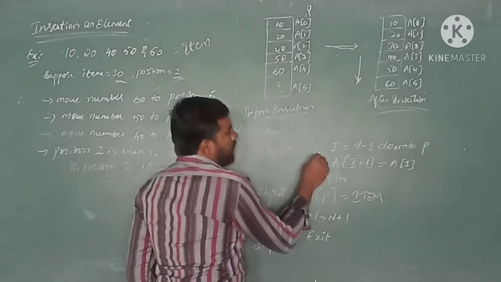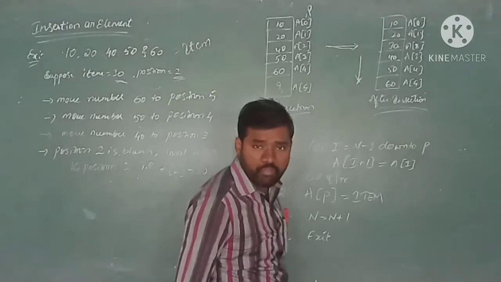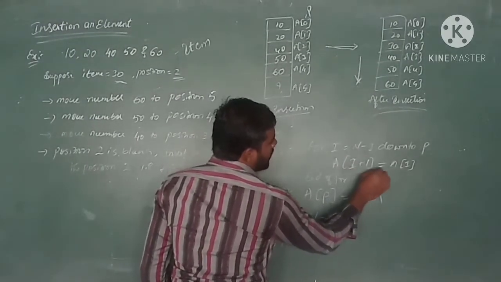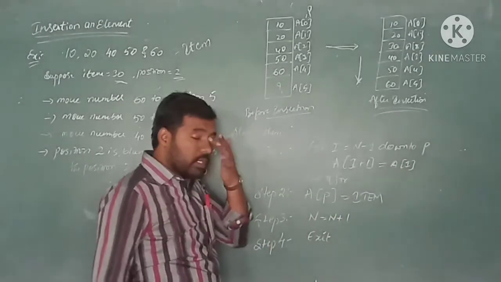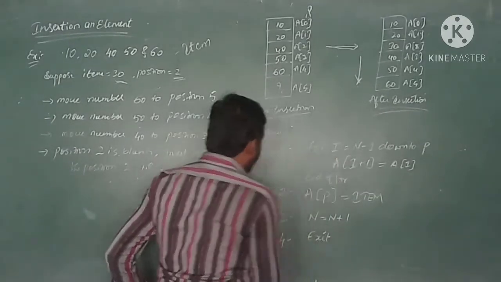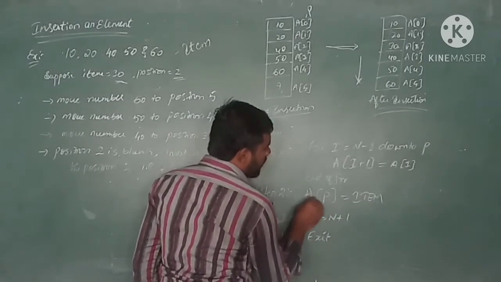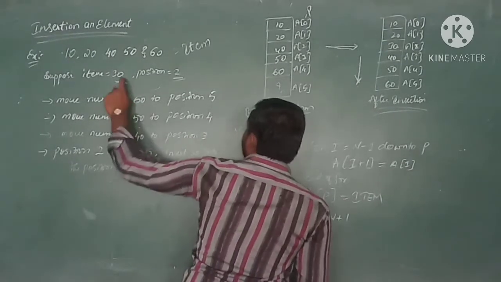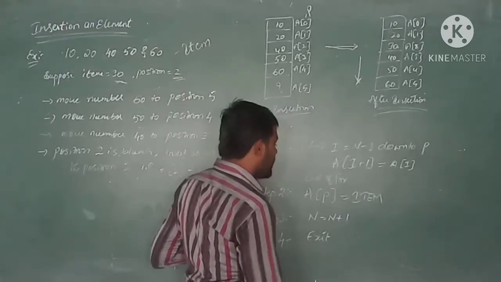Step 1, for I is equal to n minus 1 down to p, that is, position of the element, A of I plus 1 is equal to A of I. We need to say here, and then we are going to end this for. Step 2, A of p is equal to item. A of p means array element, p is nothing but the position of the element, is equal to item. Item, which is 30. So A of p, that is A of 2, is equal to 30.